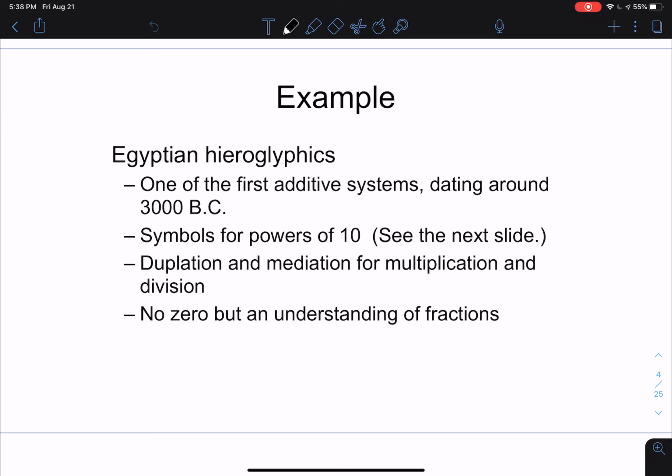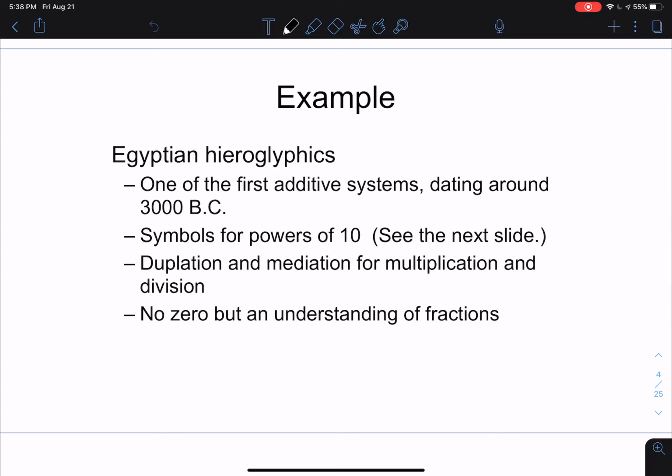They had symbols for various powers of 10. How convenient. 10 fingers, 10 toes. Why not talk about quantities with powers of 10? And then they did have some rules or some procedures they used for multiplying and dividing, even way back then. We will actually talk about duplication and mediation later in this unit, not today, but they used duplication and mediation to help them with multiplication and division.